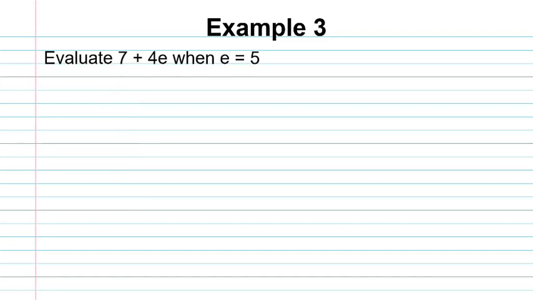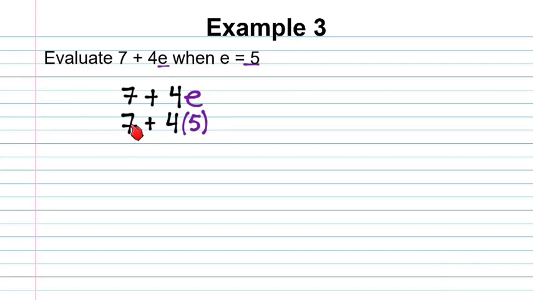Next example. So with this one, we're going to go ahead and evaluate 7 plus 4e when e equals 5. I start out by writing the problem. So I have 7 plus 4e when e equals 5 here. So I go ahead and change this. This e is actually 5, and so instead of writing e, I can go ahead and write 5. And I do that by rewriting this one and putting that 5 in parentheses.